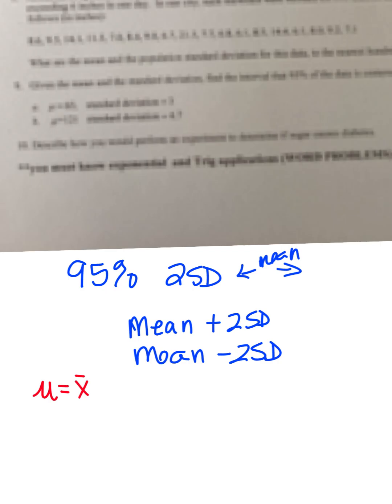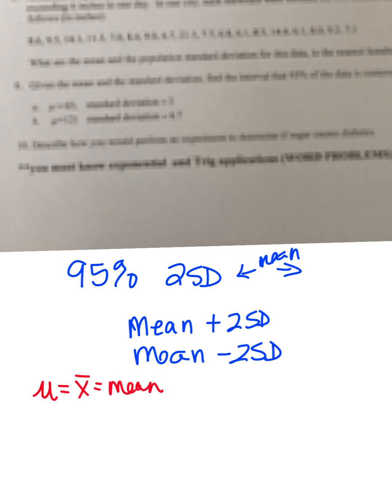Let's take a look at number 9. It says, given the mean and the standard deviation, find the interval that contains 95% of the data. Remember, 95% of the data is 2 standard deviations to the left and to the right of the mean. So it's the mean plus 2 standard deviations, and the mean minus 2 standard deviations. Remember, mu is the mean, x bar.